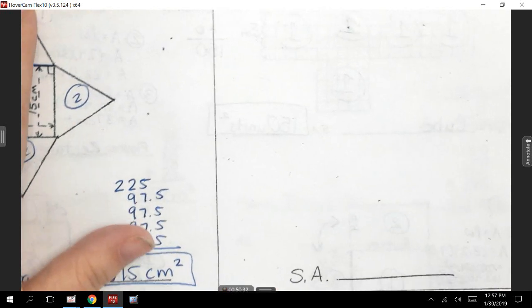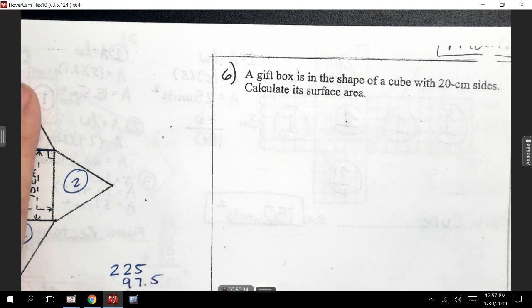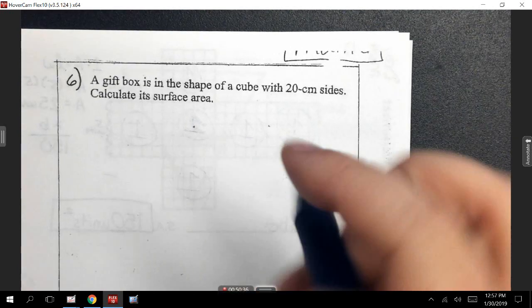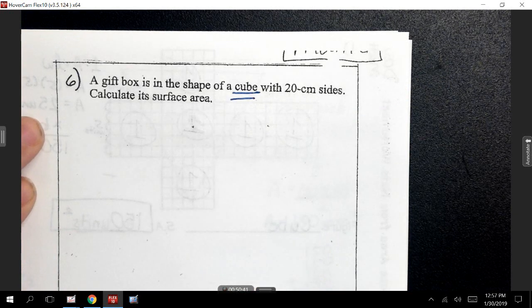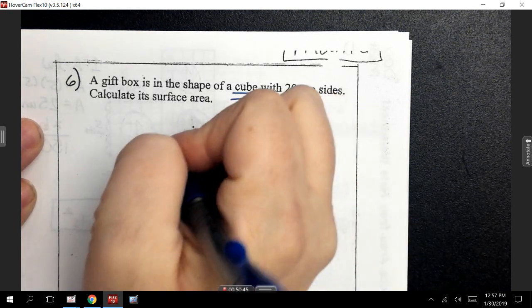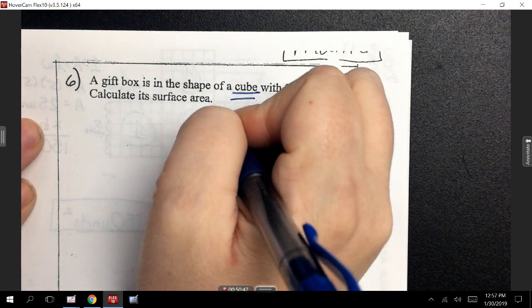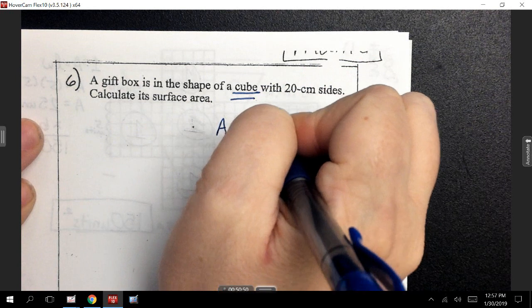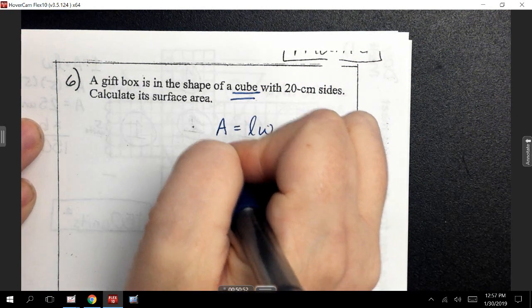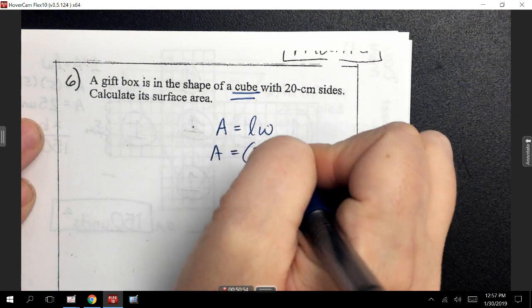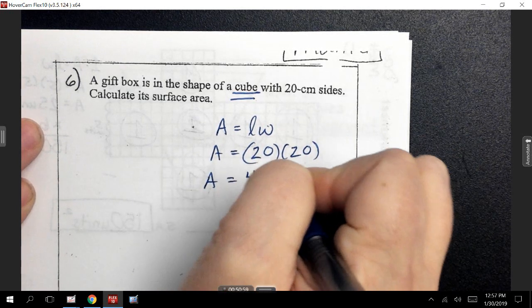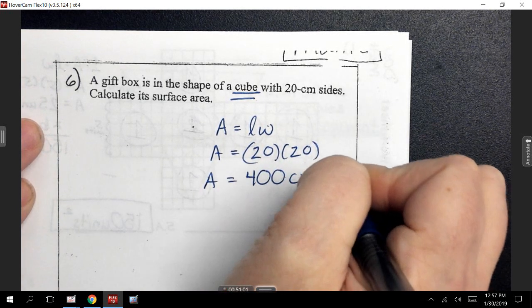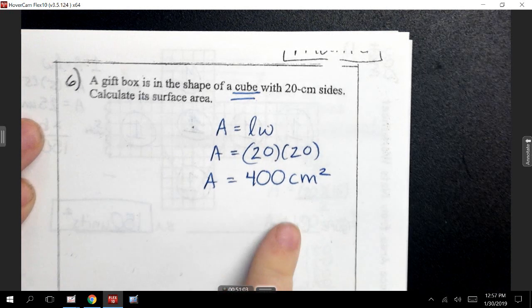All right, the last one. And guys, I've seen a lot of people that's drawn out a picture for this, which you can. But if I know it's a cube, the special thing about a cube is every single side is the same. And every single measurement is the same. So if I know one side is area equals length times width, area equals 20 times 20, which gives me 400 centimeters squared. So that's one side of my cube.